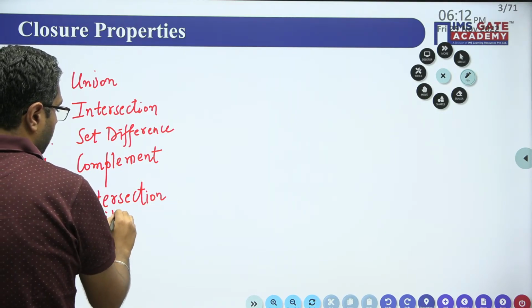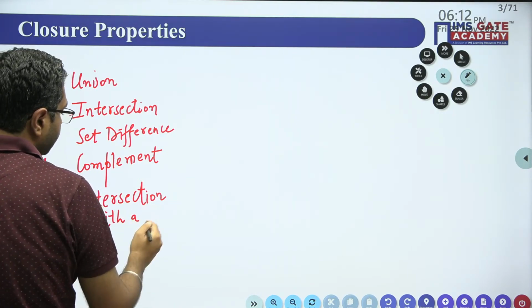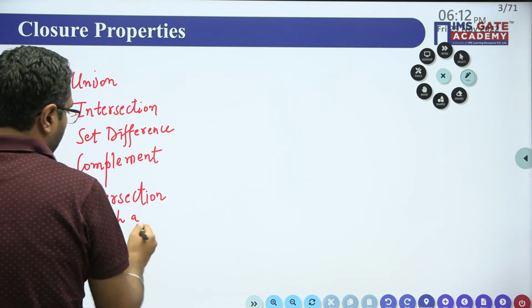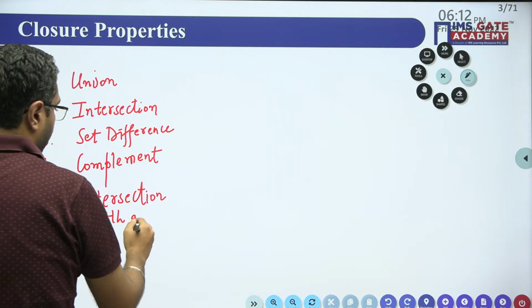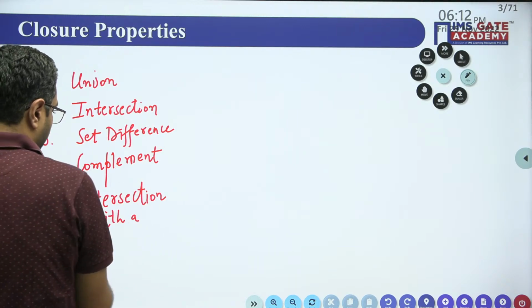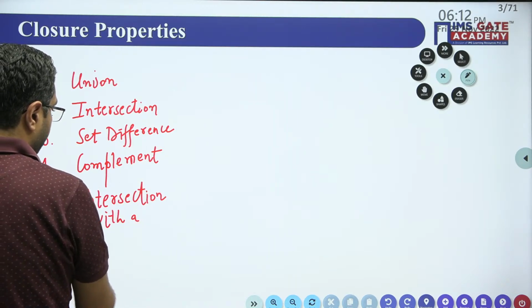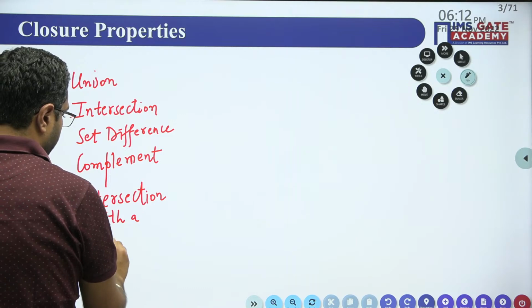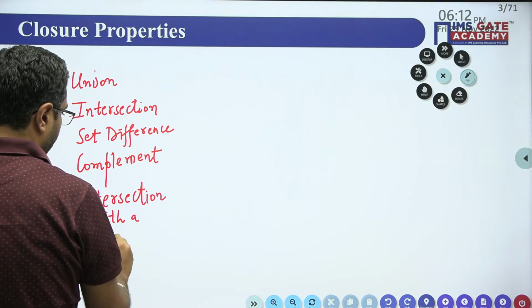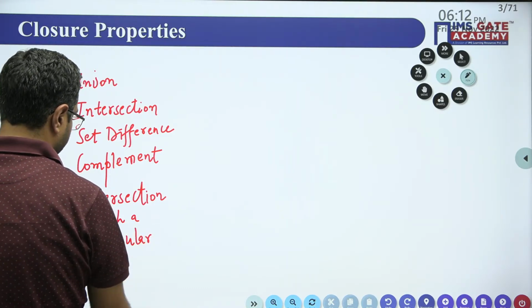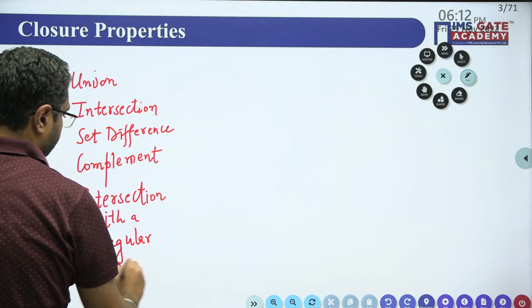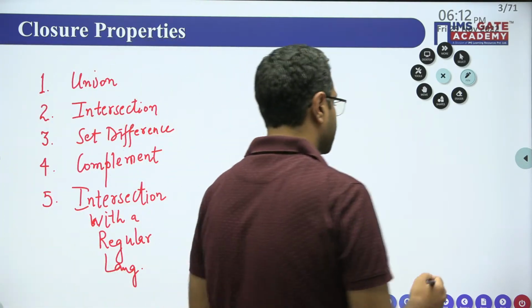So those who do not know this can kindly note it down parallelly, or you can take a snapshot if you like. And those who know this can just revise what we are discussing right now. Intersection with a regular language. Okay. So these are the 5 properties that we will talk about.